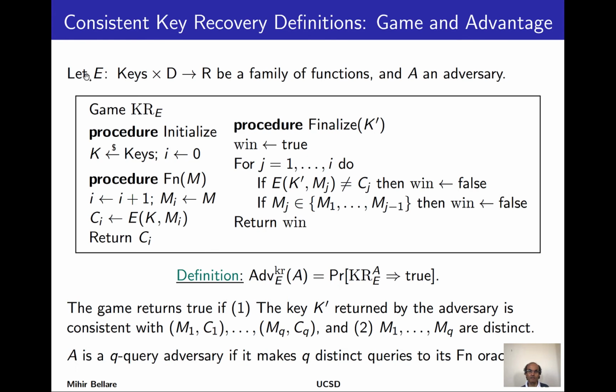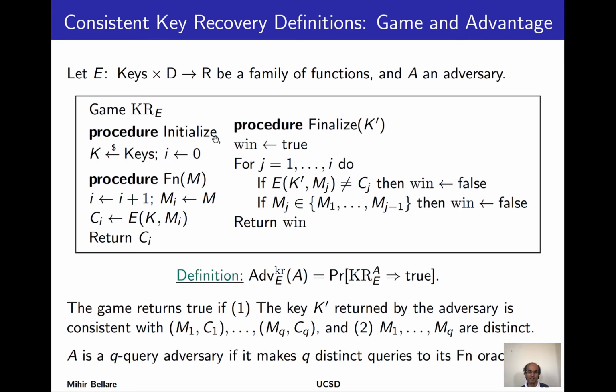We fix our family of functions and some adversary, and we change a little bit the way in which the interfaces work. Our new game is called KR. It's parameterized by this family of functions. It gives procedures whose names are the same as before. There's an initialize, an FN, and a finalize. The code is a little bit different, but the names are the same.